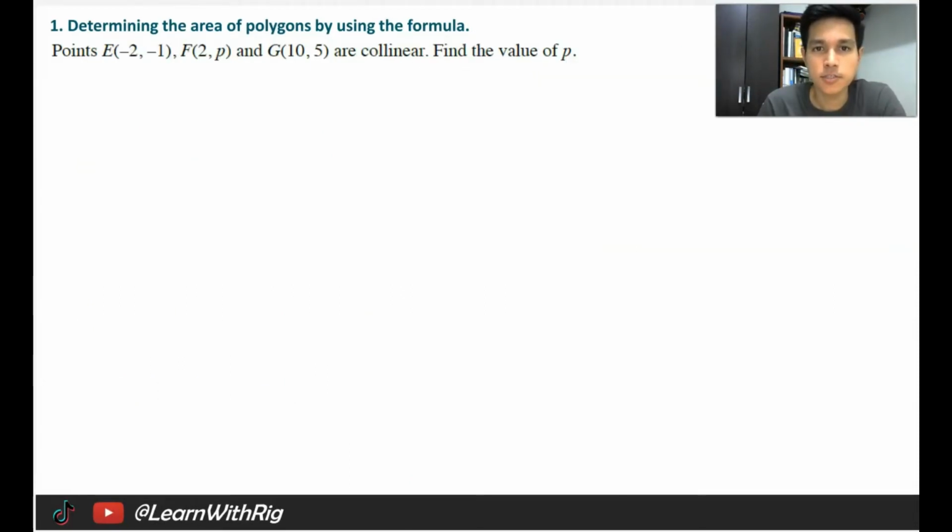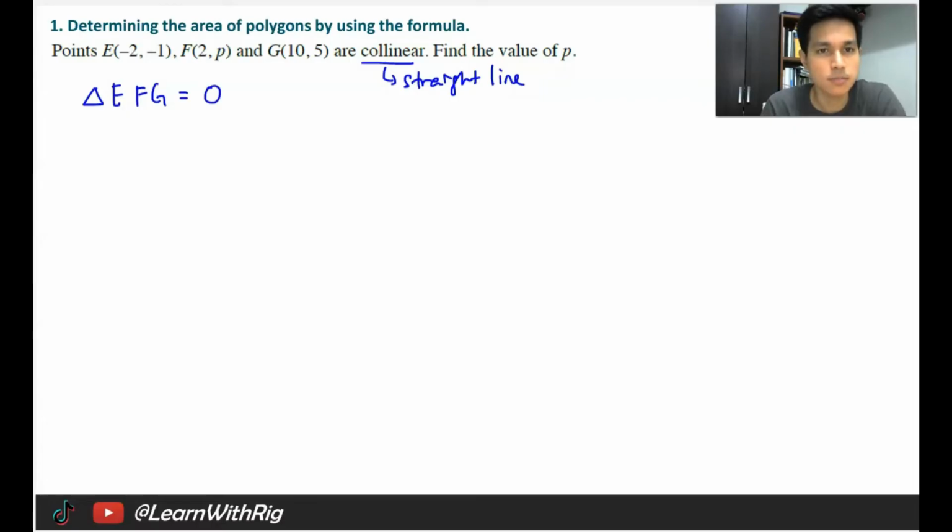Points E, F, G are collinear. Find the value of p. Now, whenever you see this thing called collinear, remember, collinear means what? It's basically a straight line, correct? Collinear means straight line. So when you have a straight line, how are you going to find the area? Because a straight line has no area, right? So in other words, when you see this word collinear, you know that the area of the polygon, in this case EFG, since it's not a polygon because it's collinear, equals 0. Okay, the area equals 0.